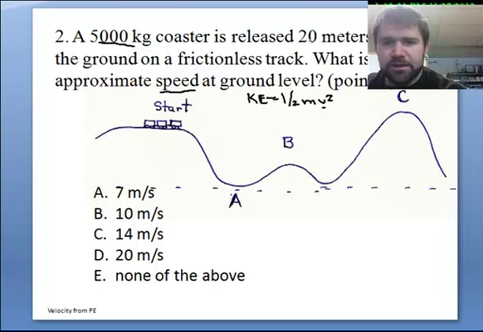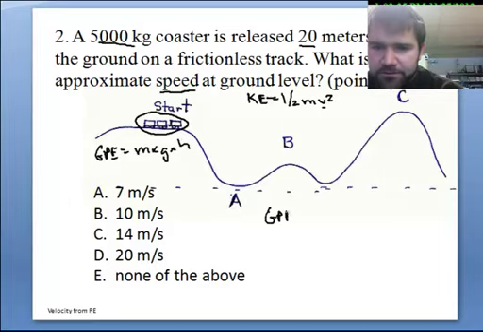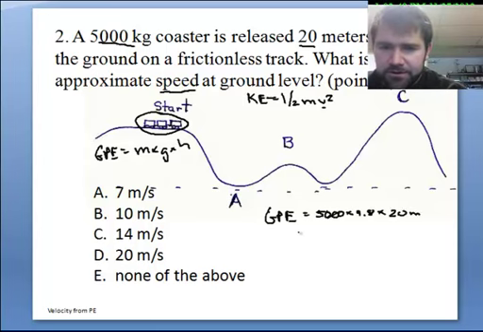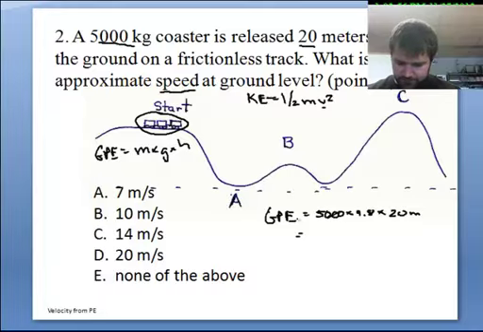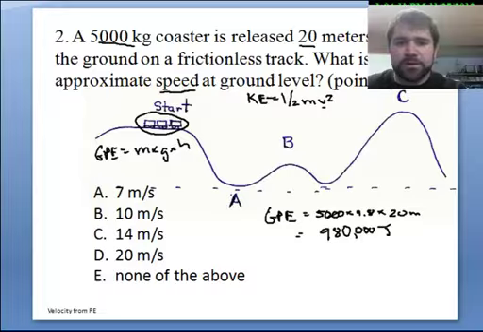I know the object's mass. However, I can recognize that what they did give me is enough information to calculate its gravitational potential energy at the start. And we know that gravitational potential energy equals mass times gravity times height. So let's calculate that. GPE equals mass times gravity times height equals 5,000 kilograms times 9.8 meters per second squared times the height, which is 20 meters above the ground. So let me punch this in my calculator: 5,000 times 9.8 times 20 equals 980,000. This cart has 980,000 joules of potential energy at the top.